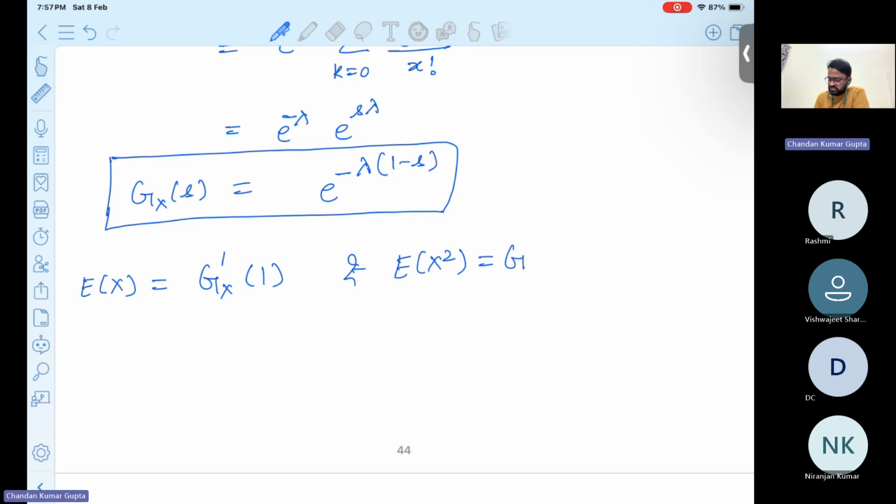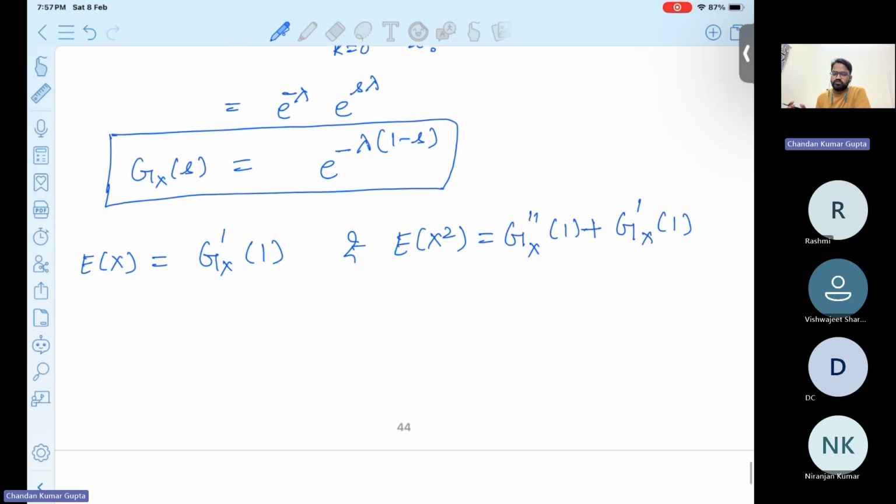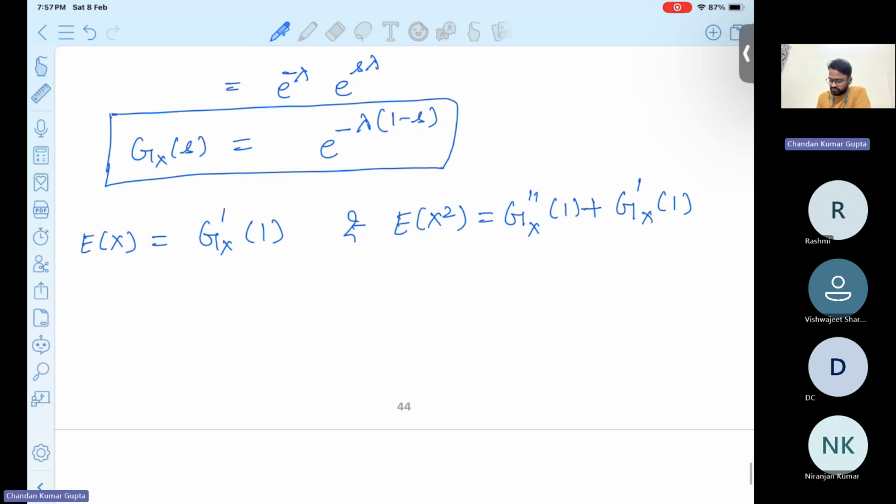G double prime plus G prime X at this. Okay, the expectation of X is defined as this, and expectation of X square can be calculated with the help of G double prime plus G prime at S equal to 1. So we first calculate these two terms, and after this, we will calculate the variance as well.